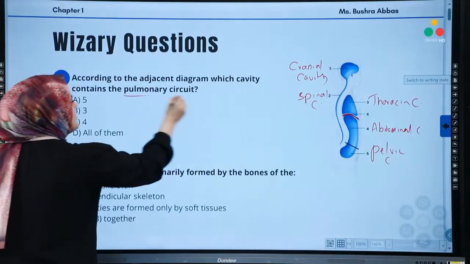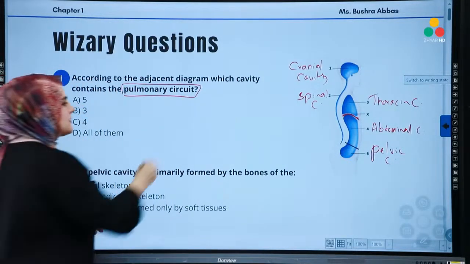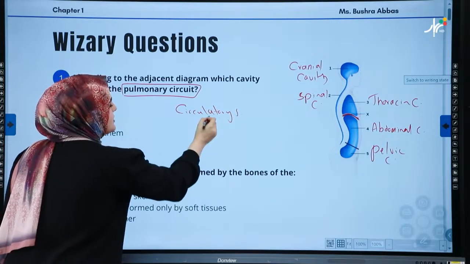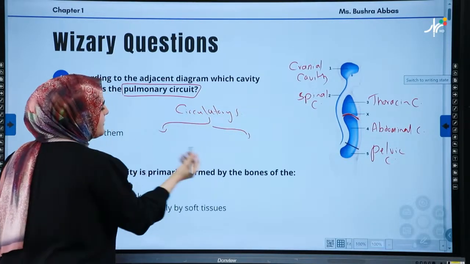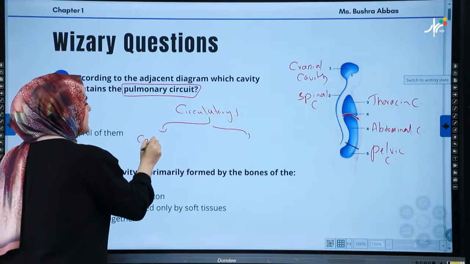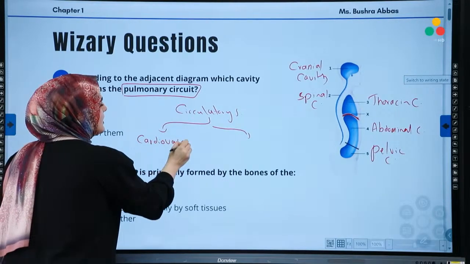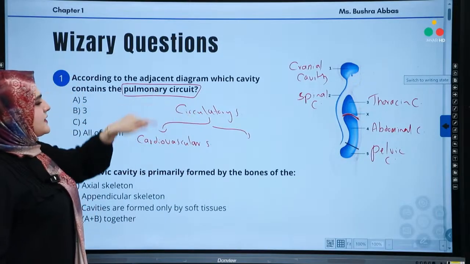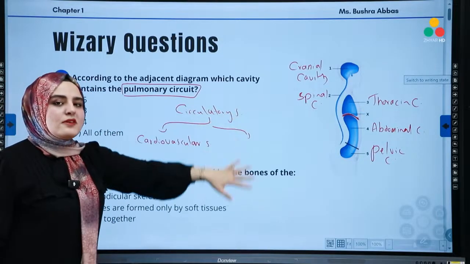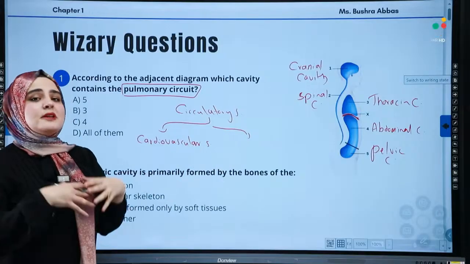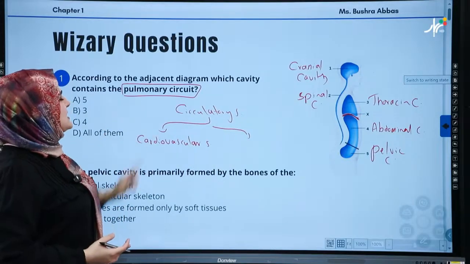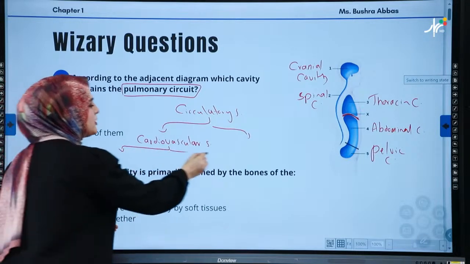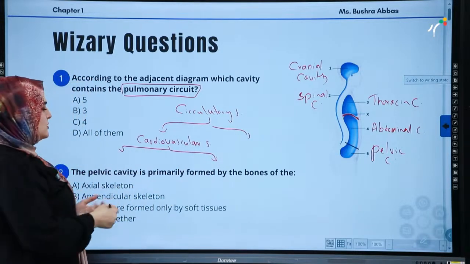See? It says pulmonary circuit. We learned that the circulatory system is actually 2 parts, the cardiovascular and the lymphatic. What we're going to talk about is the cardiovascular. If I'm going to use any of these systems, instead of this one, it's going to take up all the cavities. That's for sure because blood reaches everywhere. But here it's specified further. We know that the cardiovascular system is actually 2 more parts. For making it easier, we made it 2 more parts.